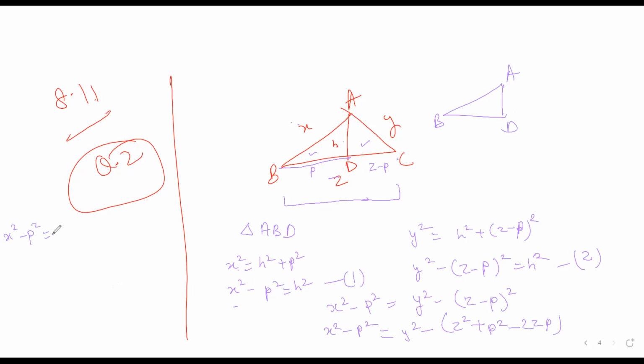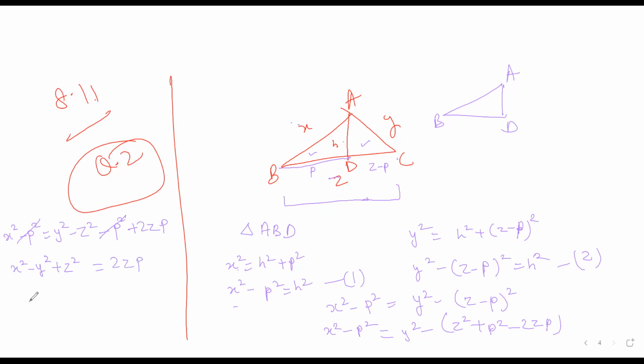Now I'm expanding the whole bracket and changing the signs. Minus p square and minus p square on both the sides will be cancelled. So if you observe it, x square minus y square plus z square equal to 2zp. Can we say that?